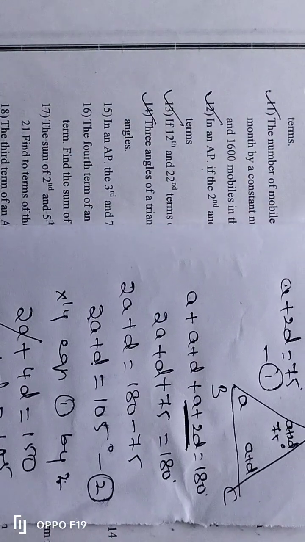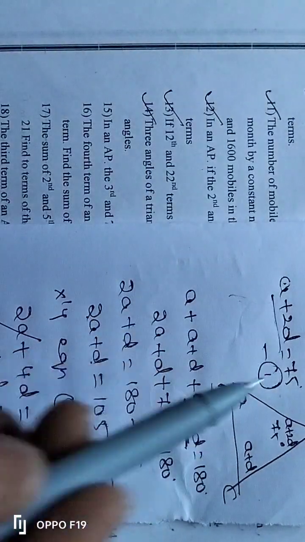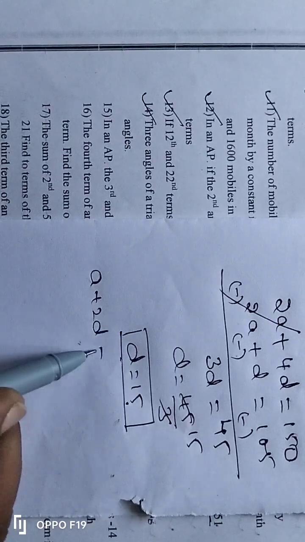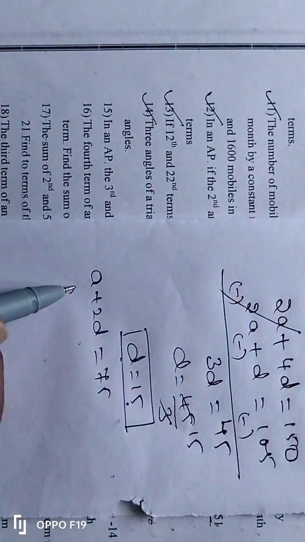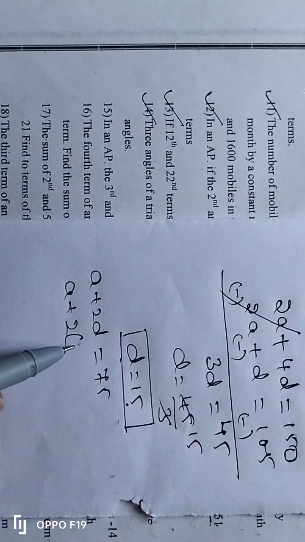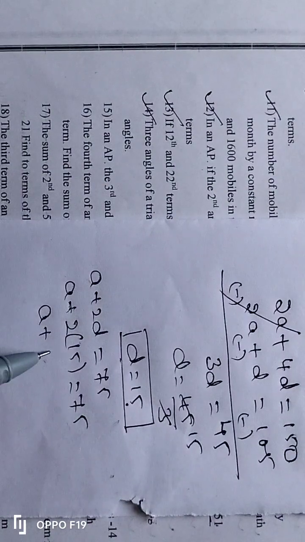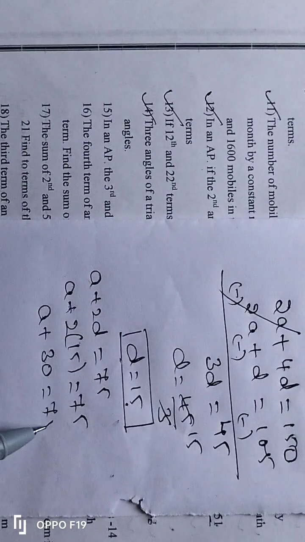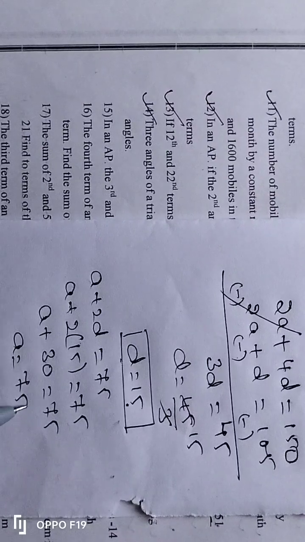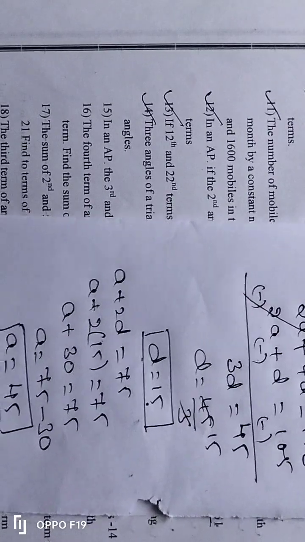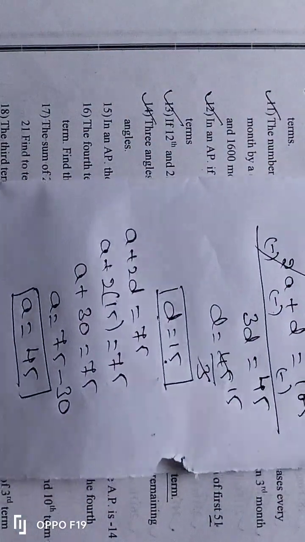Now you substitute this value of D in equation 1. So what is equation 1? A plus 2D is equal to 75. A we don't know, plus 2 into D, which is 15, is equal to 75. A plus 15 2s are 30 is equal to 75. A is equal to 75 plus 30 becomes minus 30. A is equal to 75 minus 30, which is 45. So what is the value of A? 75 minus 30 will be equal to 45.